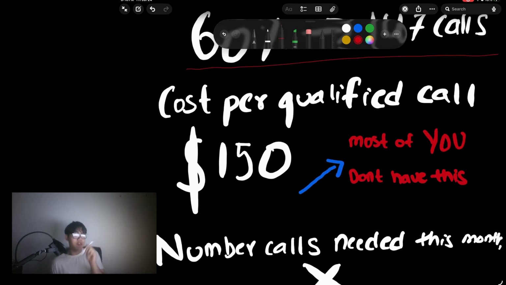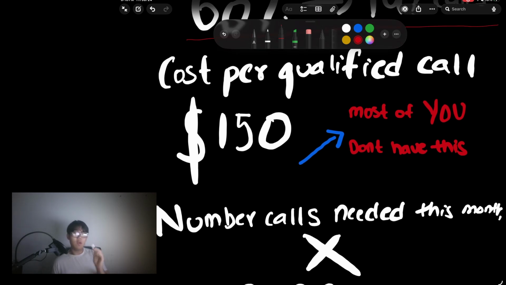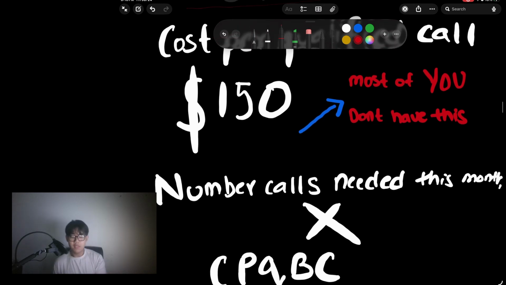And this is the magical number that I was talking about. So what's your cost per qualified call? Not your cost per call. So it's 150. Let's say it's 150, right?